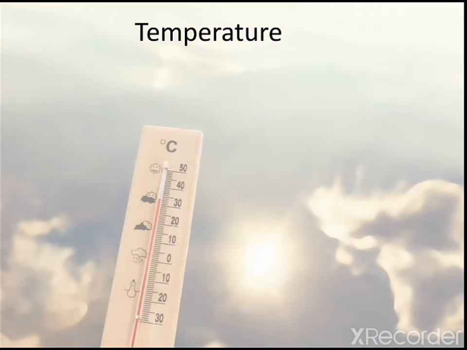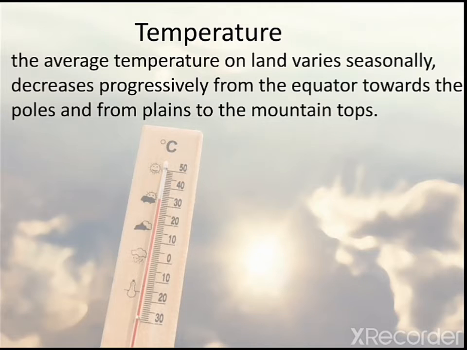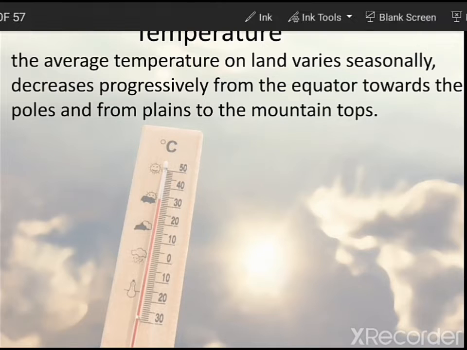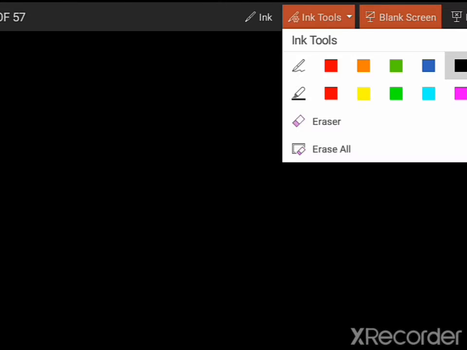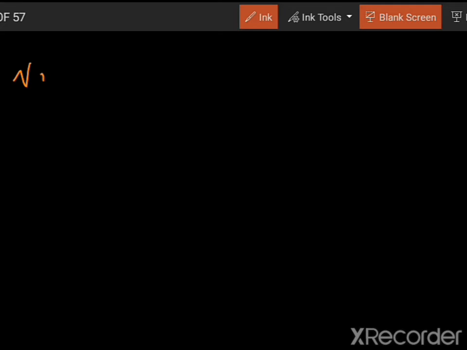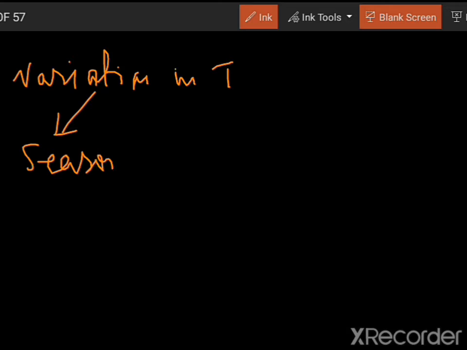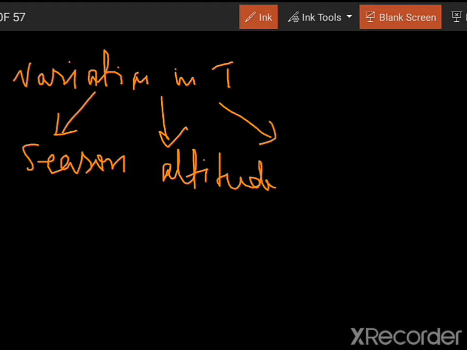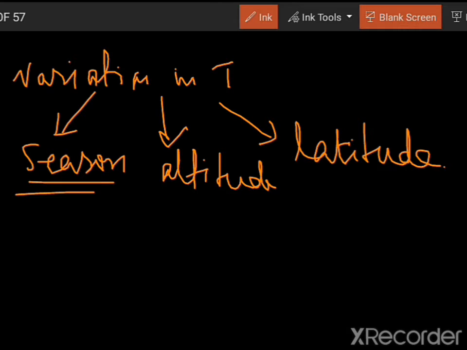Now, what is the significance of temperature and what is the variation of temperature? So first let us understand the variation of temperature. Now if I make a flow chart to understand this topic of variation of temperature, variation in temperature is mainly due to variation in seasons, or it could be due to altitude, it could be due to latitude. So these are some of the reasons for variation in temperature. Main reasons are due to seasonal variations, which is due to rotation and revolution of Earth.